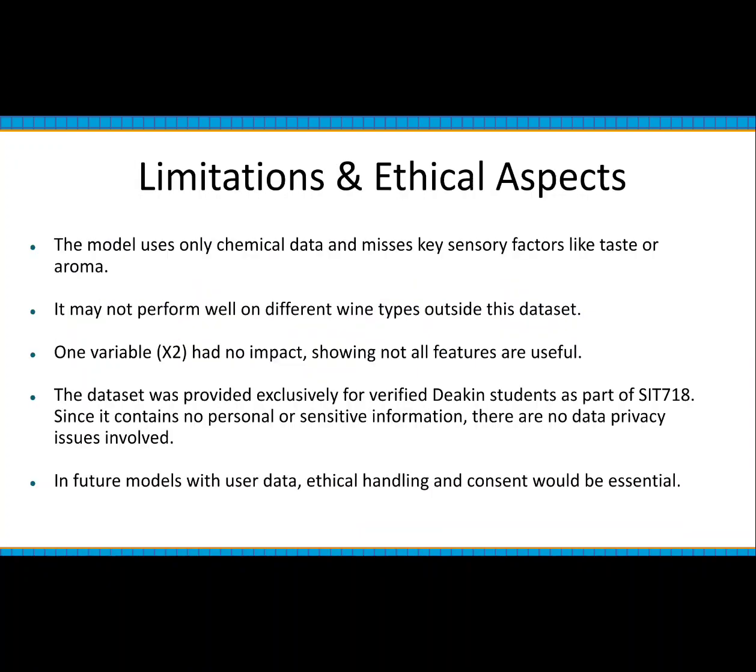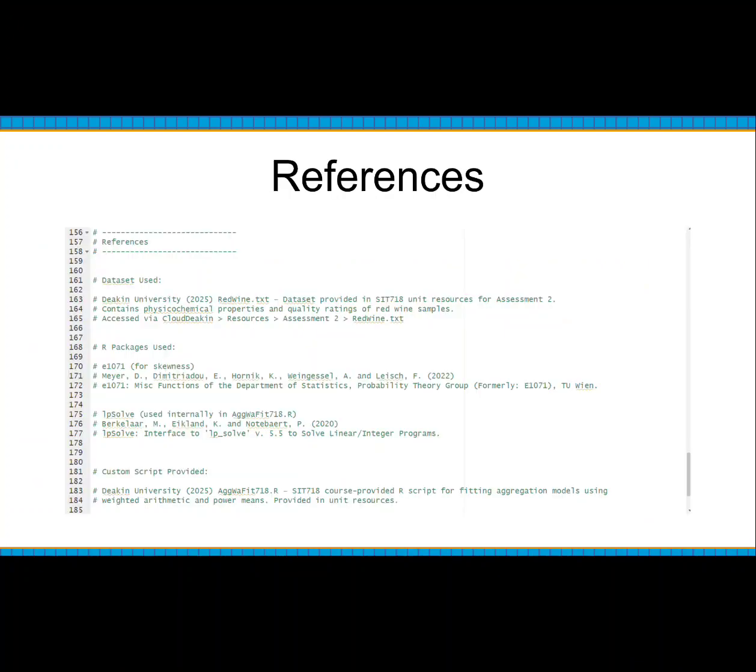Coming to the limitations and ethical aspects, the model uses only chemical data and misses key sensory factors like taste or aroma. It may not perform well on different wine types outside the dataset. Regarding ethical issues, the dataset was provided exclusively for verified Deakin students as part of SIT718. Since it contains no personal or sensitive information, there are no data privacy issues involved. In future models with user data, ethical handling and consent would be essential.